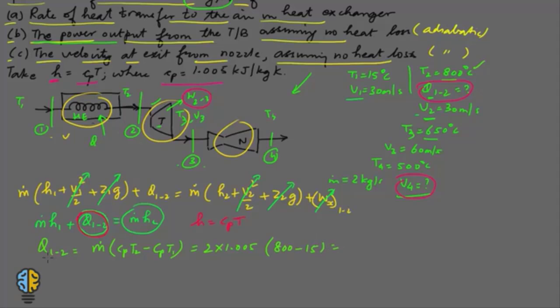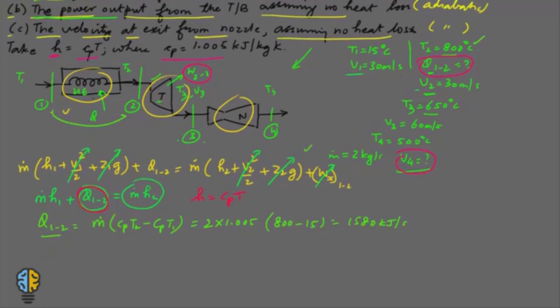So this would give you the heat input to the heat exchanger, and that would be around 1580 kilojoules per second, that is kilowatts. So this is the end of the first part of the question, that is the rate of heat transfer to the air in the heat exchanger. So that is done. Very simple, just apply the SFEE between these two endpoints, that is 1 and 2.